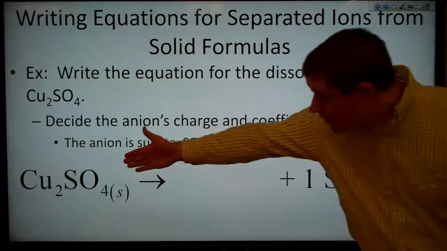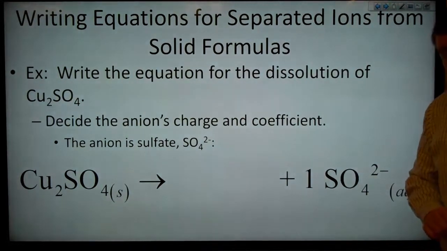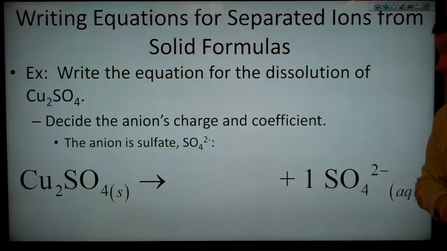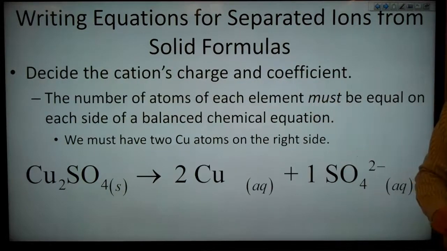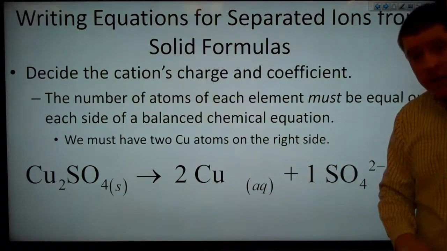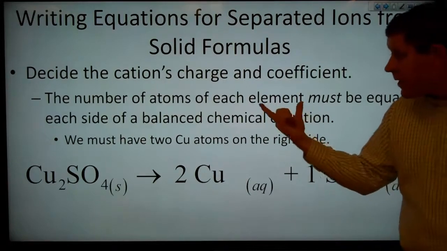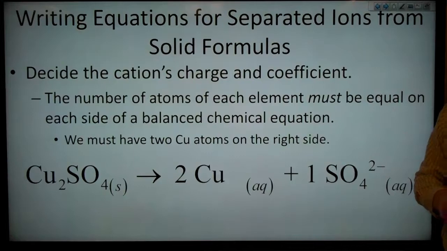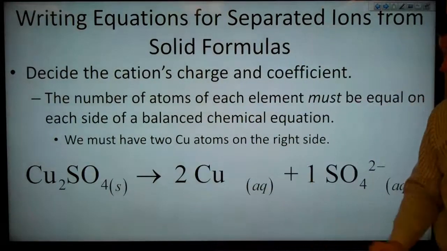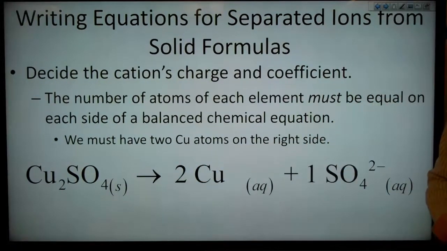Well, over here, we only have one sulfate in our copper sulfate formula unit, so we can only have one sulfate over here on the right side. Next, decide the cation's charge and its coefficient. Well, the cation is copper, Cu. We know it has some plus charge, but we don't know what that is yet. The number of atoms of each element must be equal on each side of a balanced chemical equation, which means that because we have 2 copper atoms on the left, we must have 2 copper atoms on the right, so our coefficient there becomes 2.